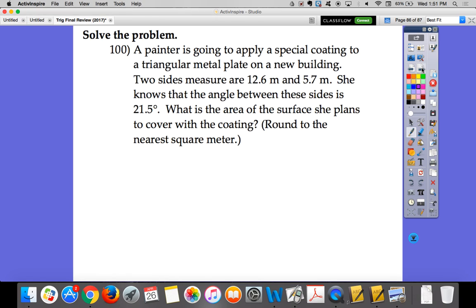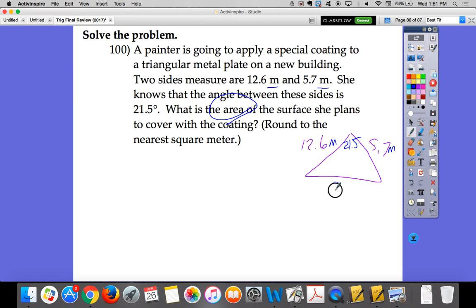We have a painter who is going to apply a special coating to a triangular metal plate on a new building. Two sides measure 12.6 and 5.7. She knows that the angle between these two sides is 21.5. What is the area of the surface she plans to cover with it? Round to the nearest square meter. Were these meters? Yes, they were. So, good. We don't have any change in units.